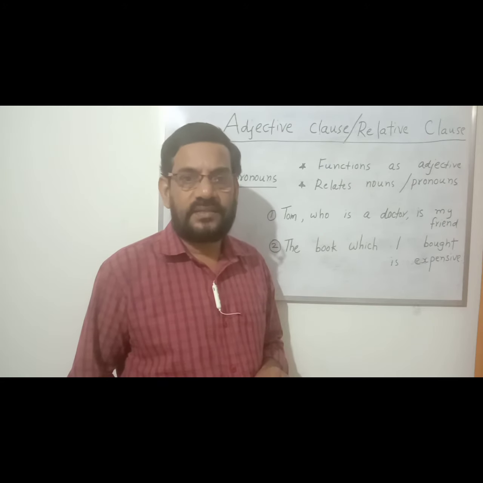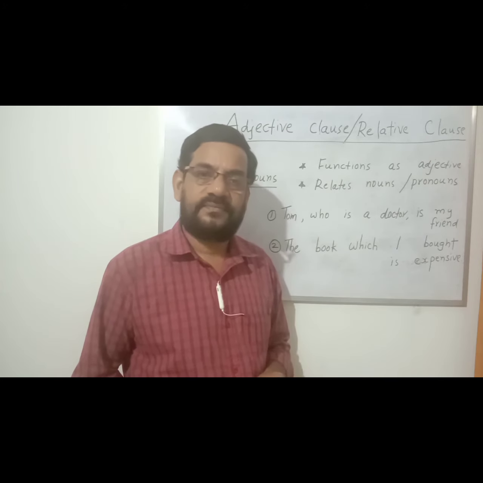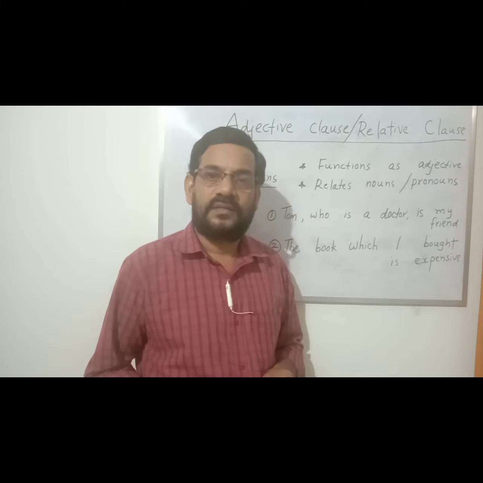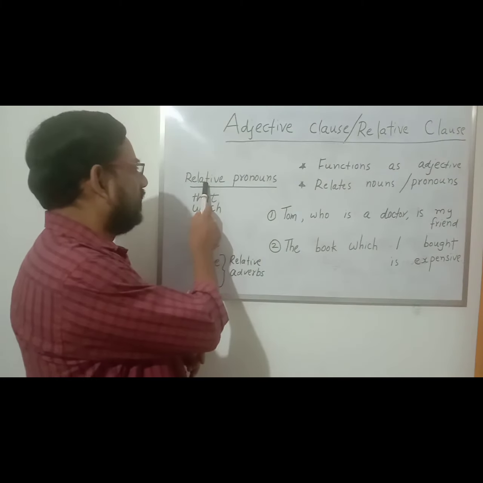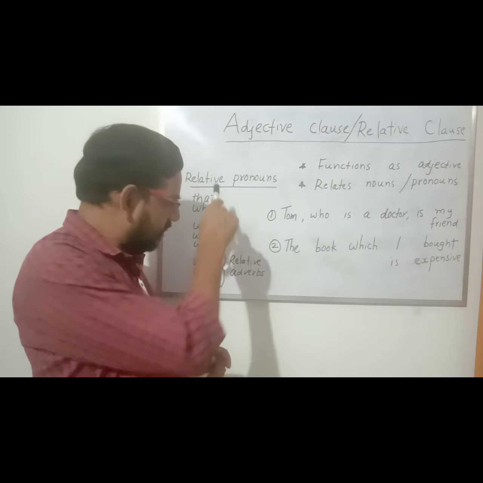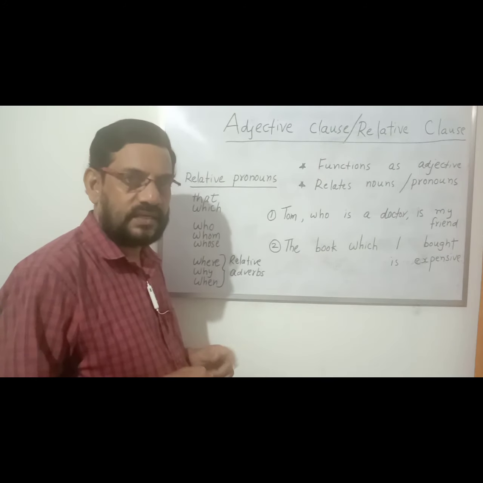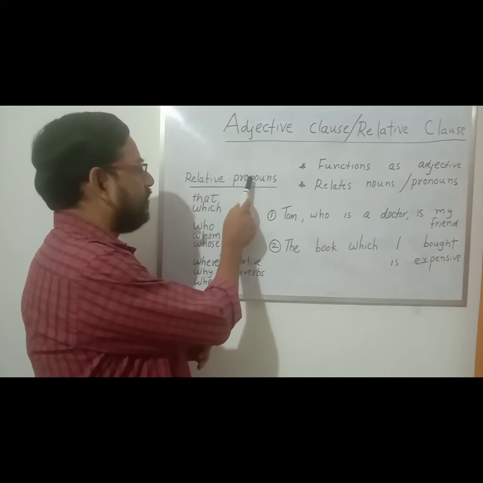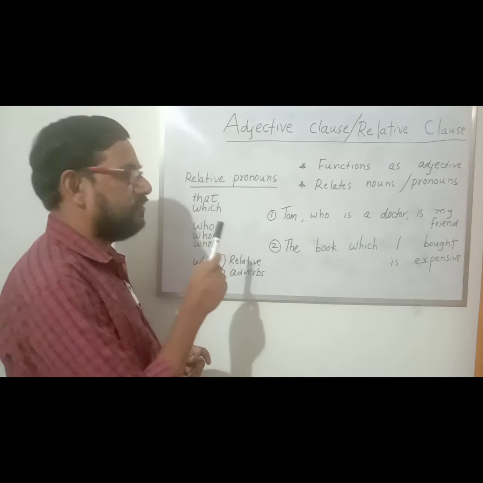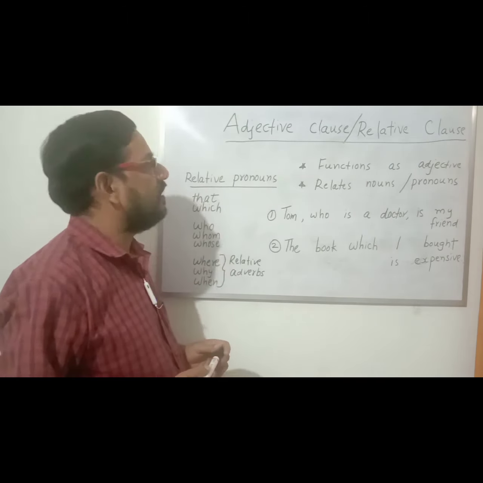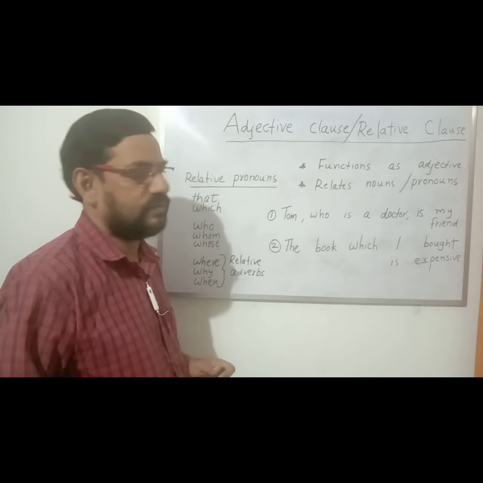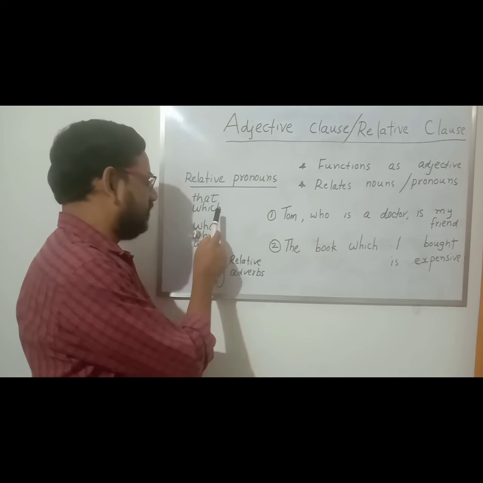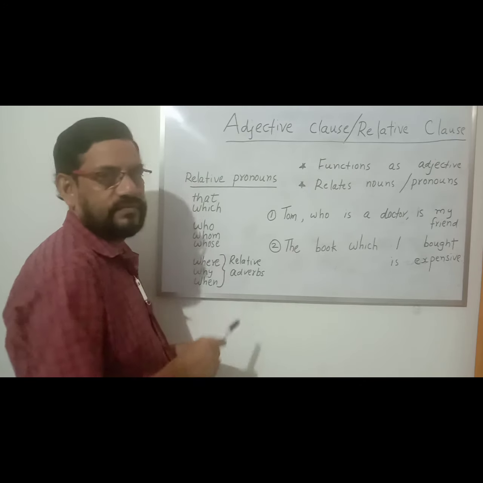In adjective clauses, we use some words like that to begin the clause. So we can examine which are those words. Relative pronouns. All these are subordinating conjunctions, but separate names are there. What are the relative pronouns to start adjective clauses, adjectival clauses or relative clauses? We can start with that, which, who, whom, whose.